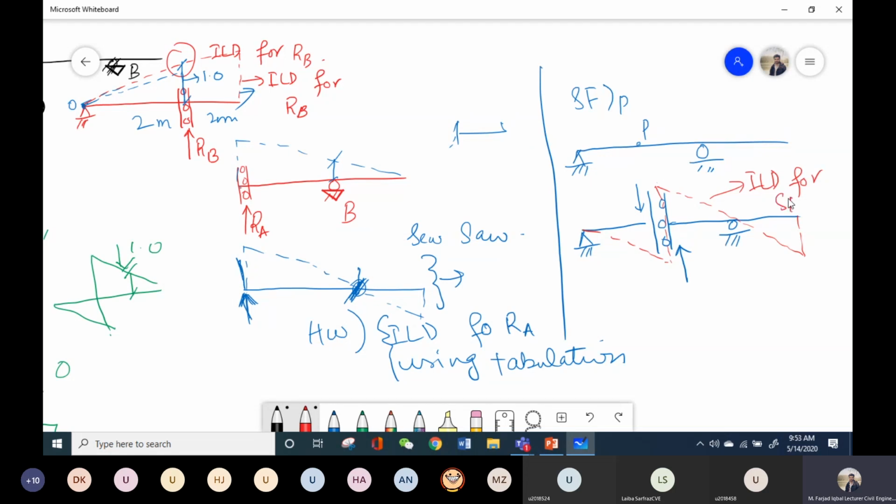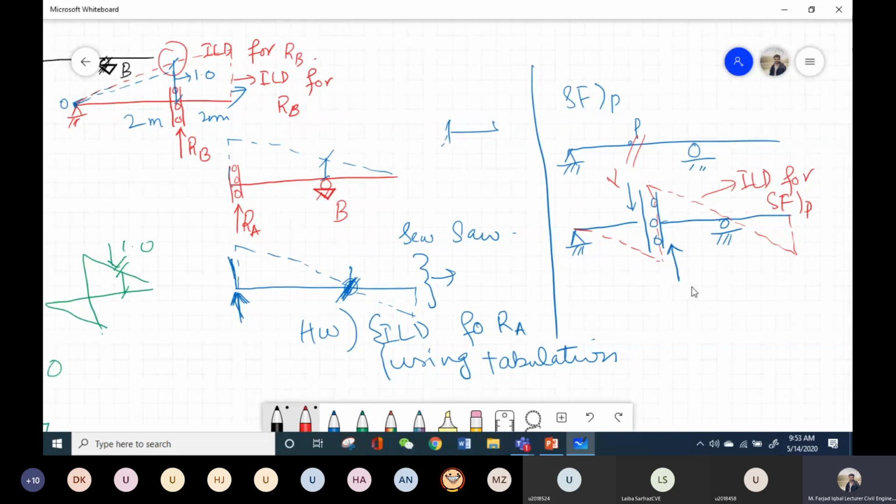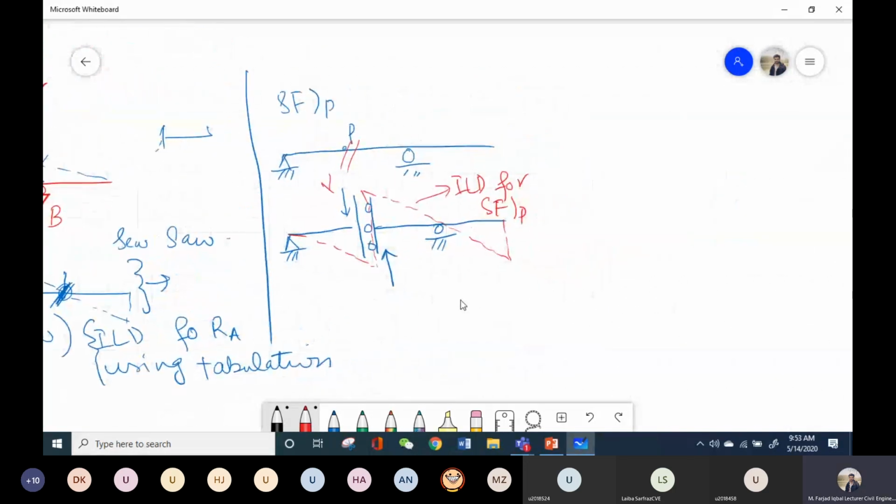So there are three steps basically. I need to cut the beam into two parts at this point or the point under consideration. I have to apply the roller guide, and I will apply the shear force downward on the left side and upward on the right side. And I will plot the deflected shape, and that deflected shape is the qualitative ILD for shear force at P. You got the idea? If there is no question, I assume that you have understood everything. And I will be giving you one question now. Or first, let's discuss it for the bending moment.